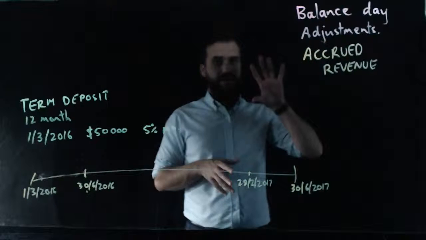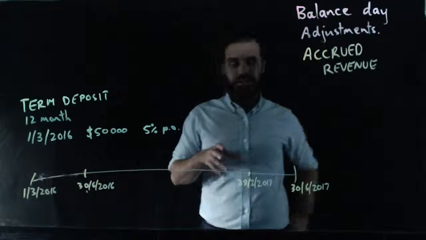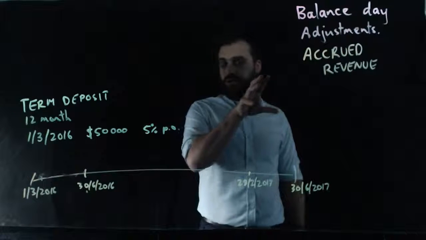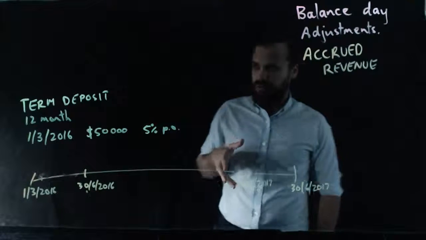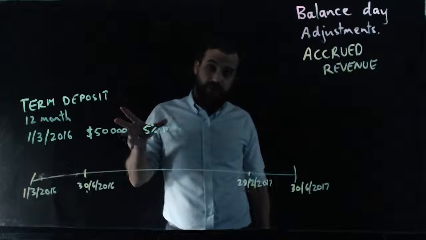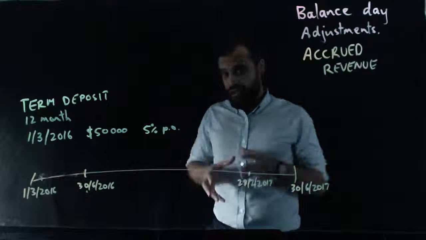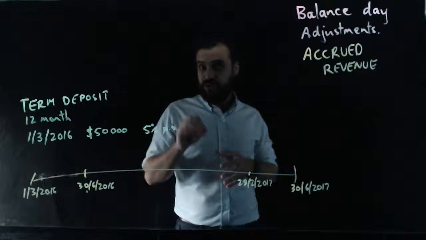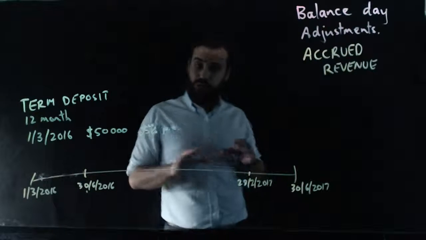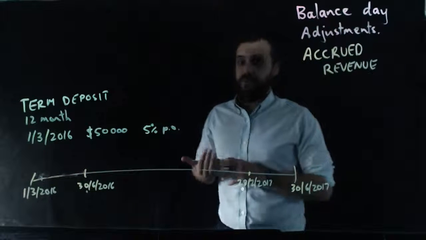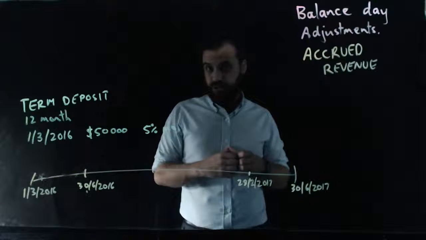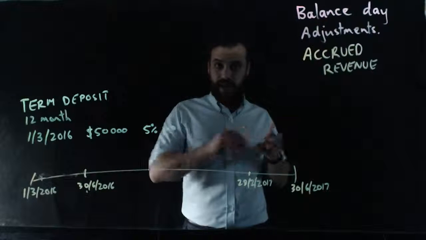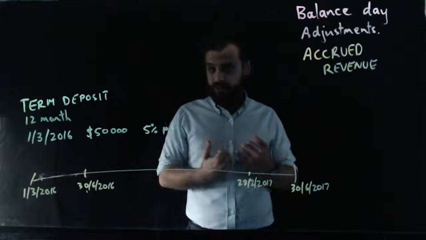Okay, so we're talking about our second balance day adjustment this time. We're talking about accrued revenues. Now, the best way to talk about accrued revenues is probably to talk about term deposits. For those of you who aren't sure what a term deposit is, you put an amount of money in a bank account and you're not allowed to touch it for a certain period of time, at which point they give you back the money plus some interest. Okay, so put it in the bank, lock it away, get it back later.